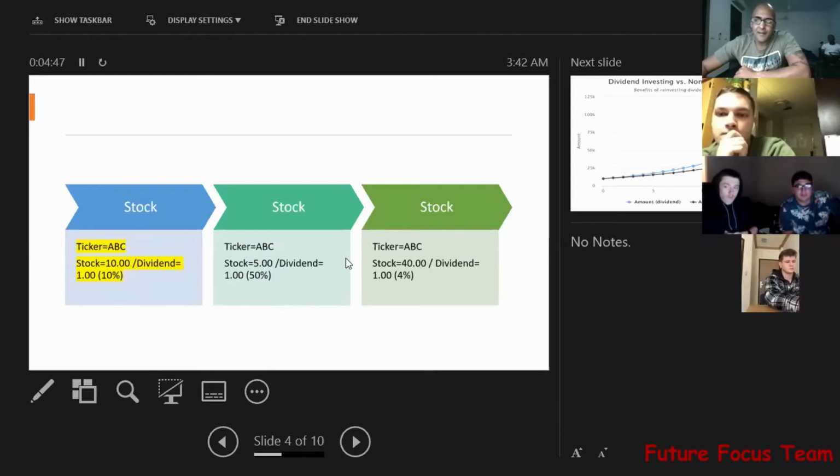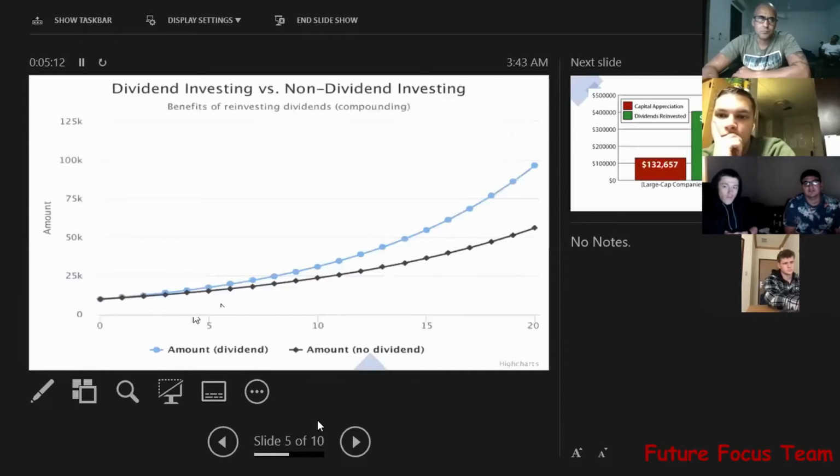All right. And then the last one was, if the stock went up to $40, your dividend would still be $1 for that quarter, actually for that year, and then that would be 4% instead of the original 10% that you were getting. There you go. So just something else I wanted you guys to keep in mind, because that's another huge misconception.